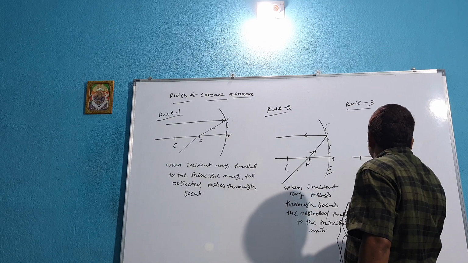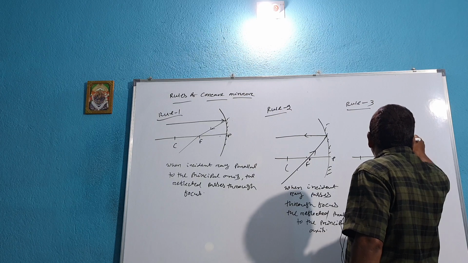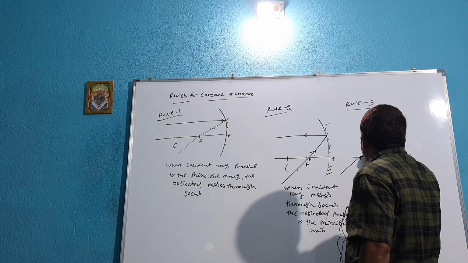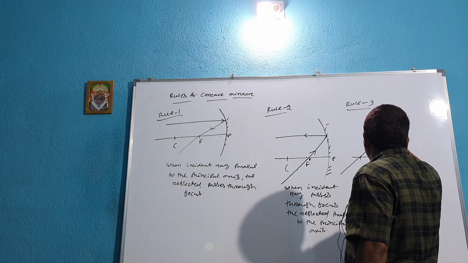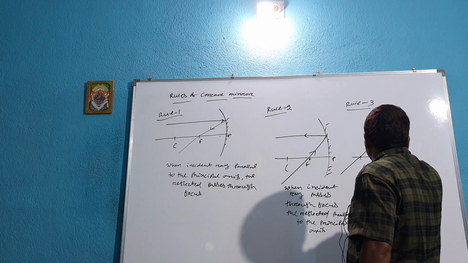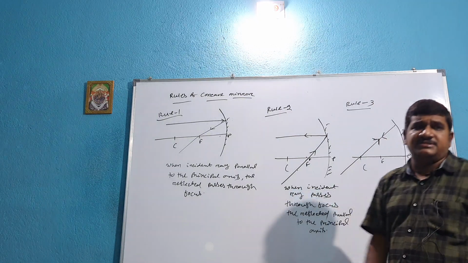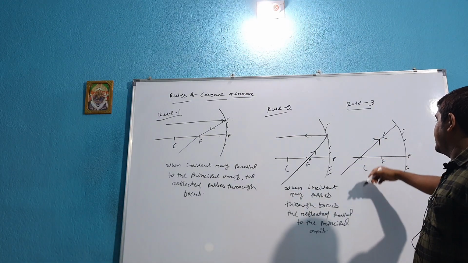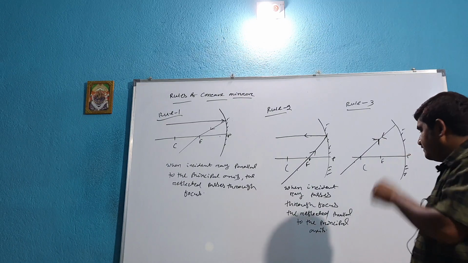P, F, C. When incident ray passes through the center of curvature, then reflected ray retraces. Retrace means when incident ray passes through the center of curvature, the reflected ray retraces.